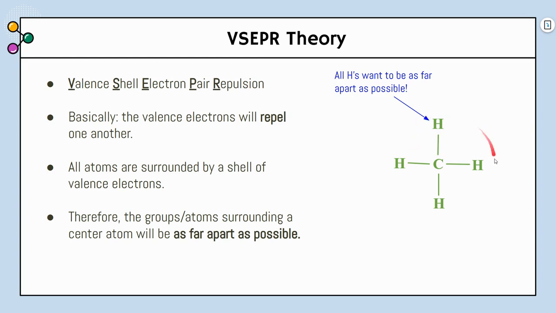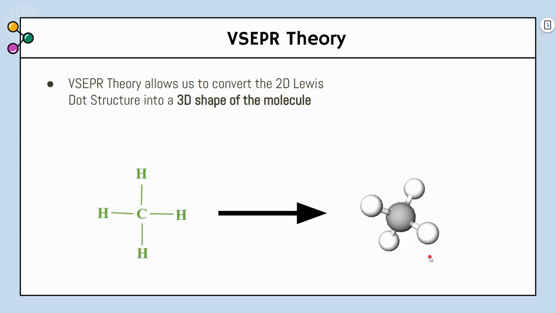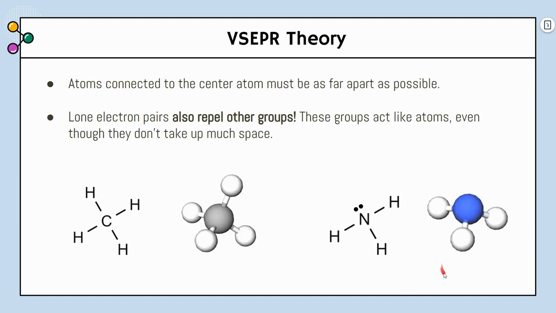These hydrogens in 3-dimensional space are going to move away from each other to occupy the most space possible and just get away from one another. Really, what it allows us to do, as I mentioned before, is take this 2-dimensional structure, this CH4 that's flat on the page, and view it as this 3-dimensional molecule. Let's talk about how we do that.